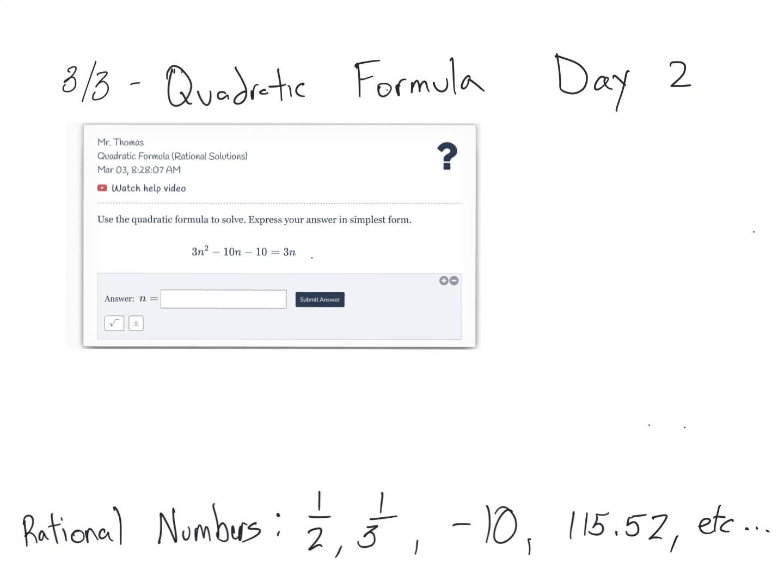Quadratic formula, day 2. Here's the question. Use the quadratic formula to solve for what that variable is. See, 3n squared minus 10n minus 10 equals 3n. We're trying to find what n is. And we see that it's a quadratic. We're not going to do factoring. We're going to use the quadratic formula.